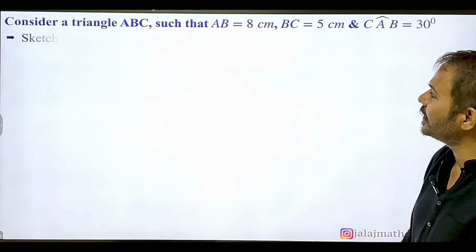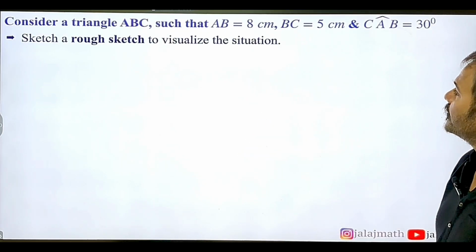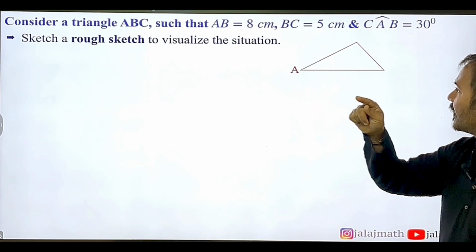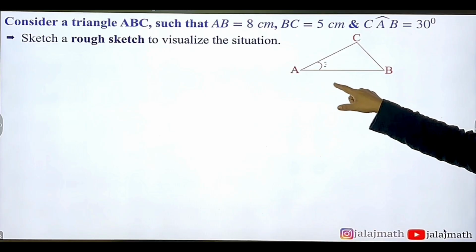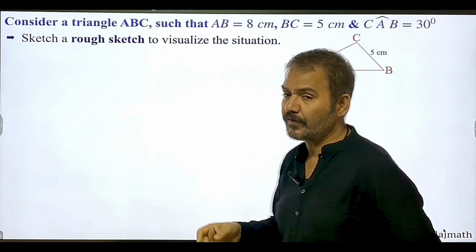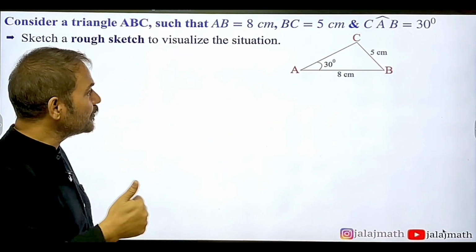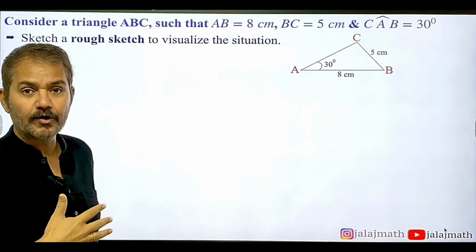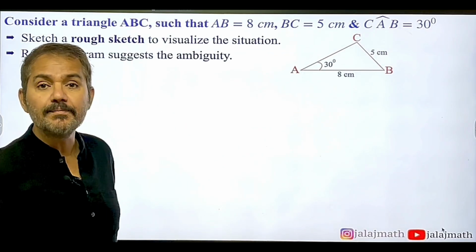Is there any ambiguity? So we sketch a rough diagram to visualize the situation. You have a triangle ABC. Angle A is given as 30, AB is given as 8 and BC is given as 5. So here we have two sides given, a non-included acute angle given, and the side opposite to the acute angle is smaller than the other side. So it suggests that there is an ambiguity.